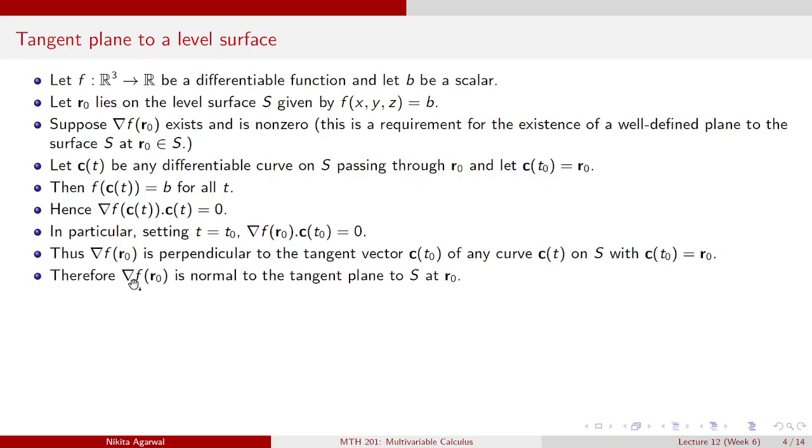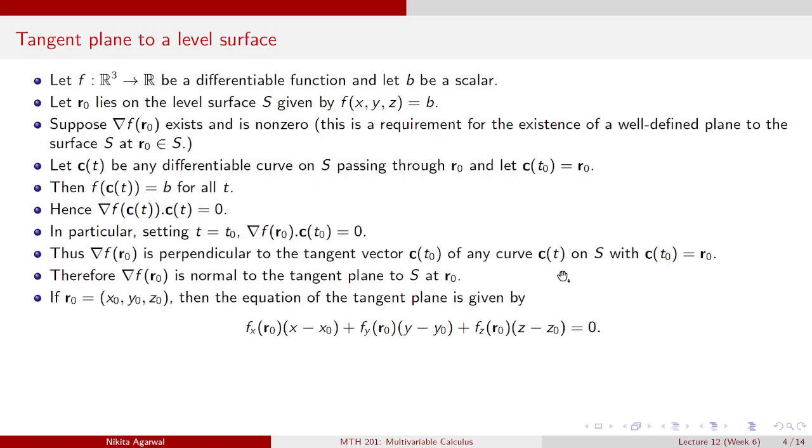Therefore, the gradient of f at r naught is normal to the tangent plane to S at r naught, because C(t) is any arbitrary curve. So if I put in the values for the point r naught, let's say r naught is (x naught, y naught, z naught), then what is the equation of the tangent plane? Because the normal is the gradient.